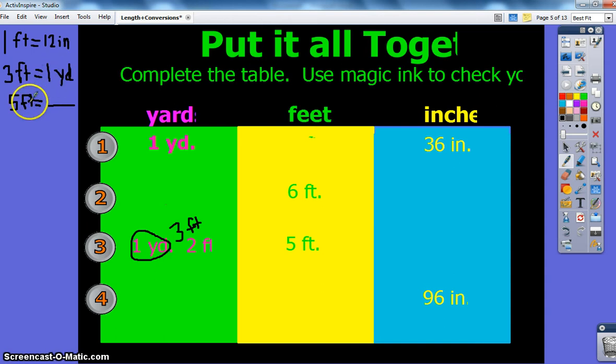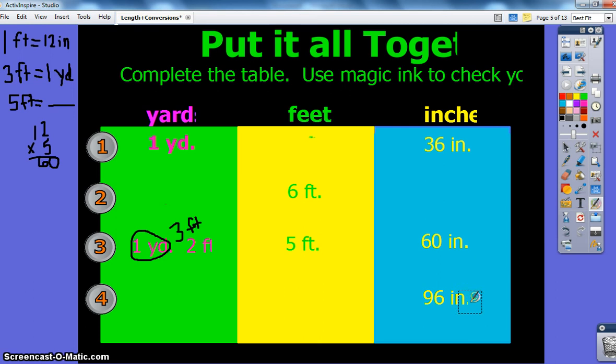Okay, so now I look. The 1 changes to a 5 by multiplying by 5, so I'm going to multiply 12 inches times 5, and that gives me a total of 60 inches. Okay, as we're working these, you stop this and try to solve it yourself. Okay, now I want you to try to solve this one by yourself.